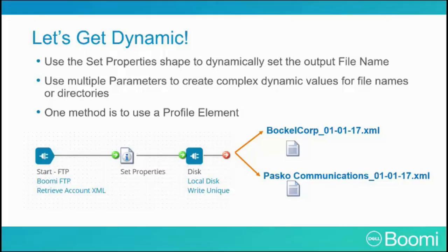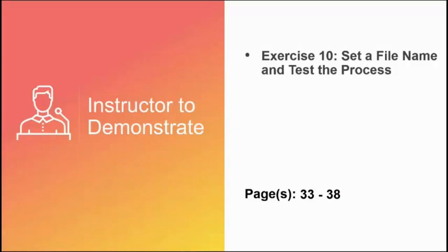Let's think about where this name came from. Somewhere in the data, there is a reference to the company name. We can refer to this element by using a profile. We are using the XML profile earlier and simply use the set property shape to pull in the profile element. Now I'm going to show you how to set a dynamic file name based off an XML profile that we just created. This is activity number 10 in your book. We're going to set a file name and test our process.